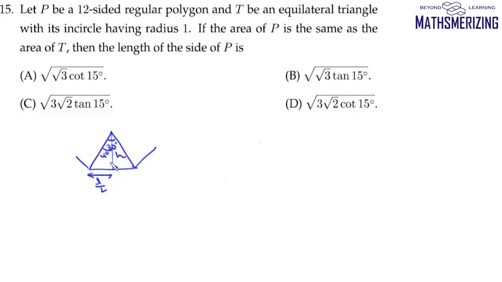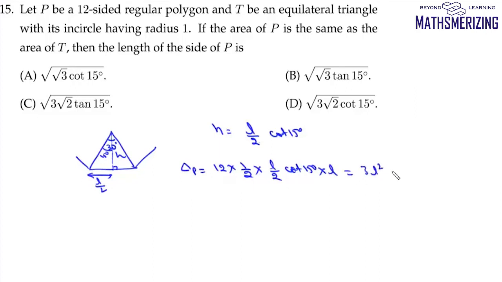Now in this triangle, tan 15 is L by 2 upon H. So H will be L by 2 cot 15 degrees. The area of this polygon will be 12 times 1 by 2 into L by 2 cot 15 into L. So it will be simply 3L square cot 15 degrees.